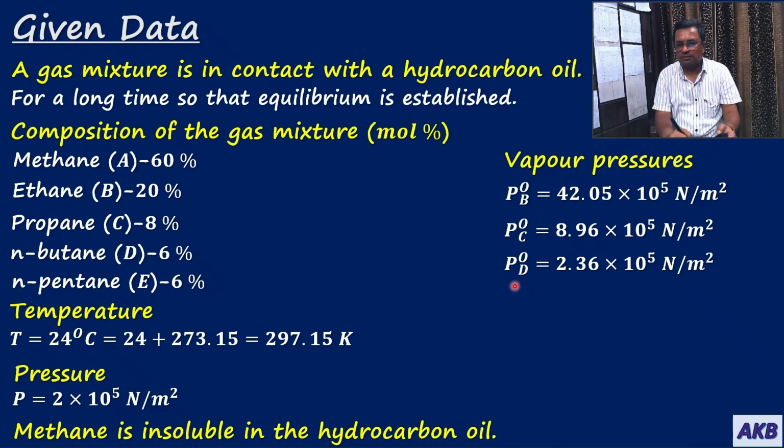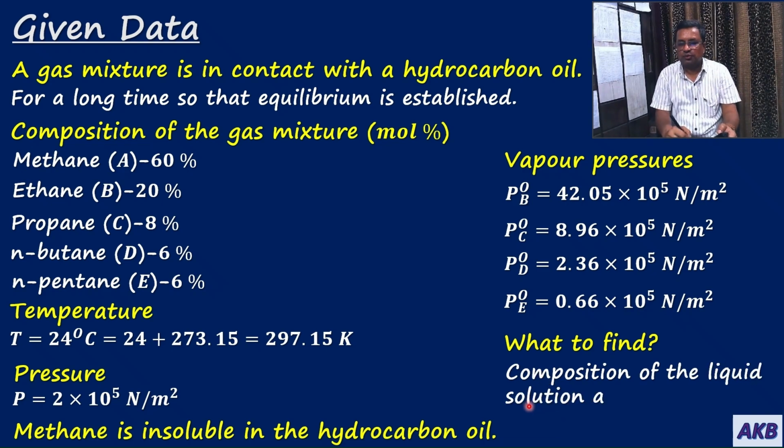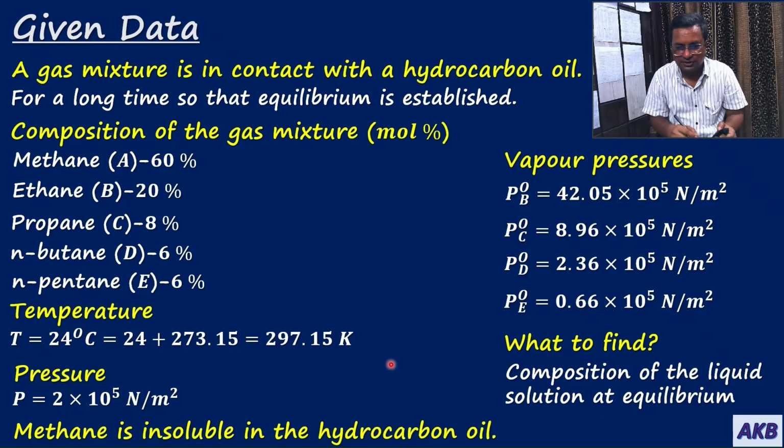Then for N-butane, it is PD naught, 2.36 into 10 to the power 5 Newton per meter square. And finally for N-pentane, it is PE naught, 0.66 into 10 to the power 5 Newton per meter square. So based on this information, what are we supposed to find? We are supposed to find the composition of the liquid solution at equilibrium. I hope what is given to us is now clear to you.